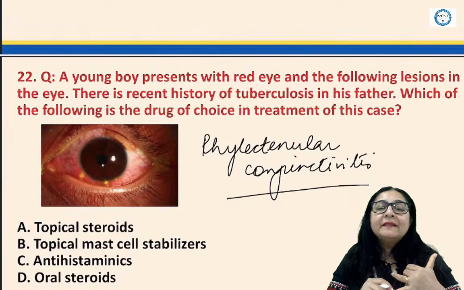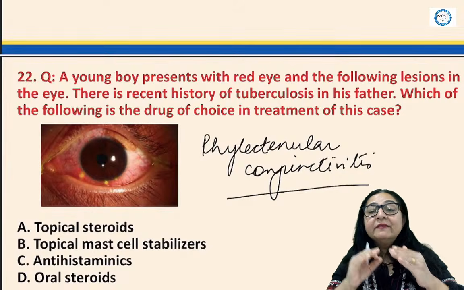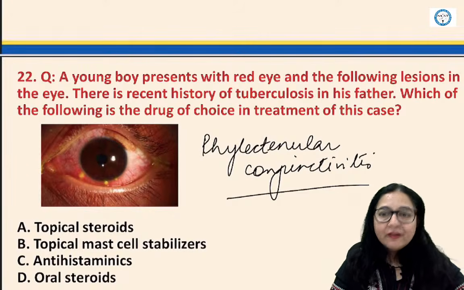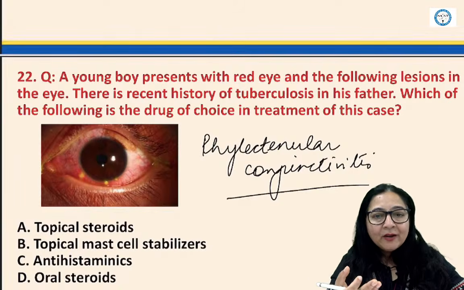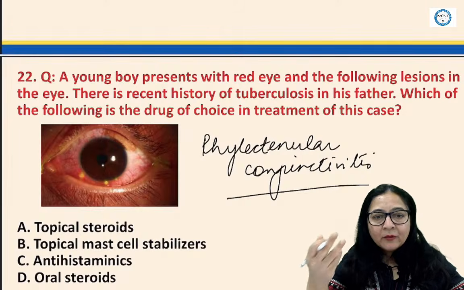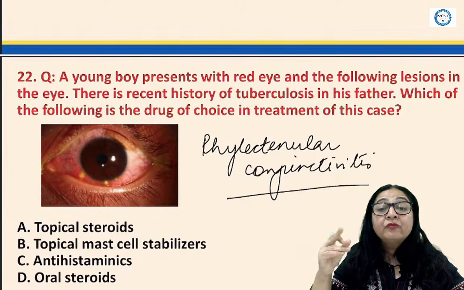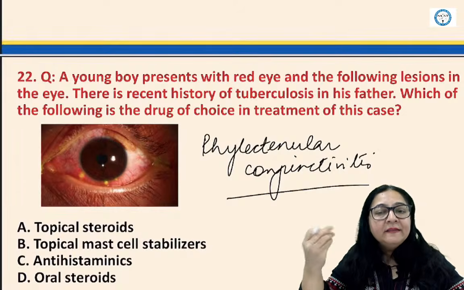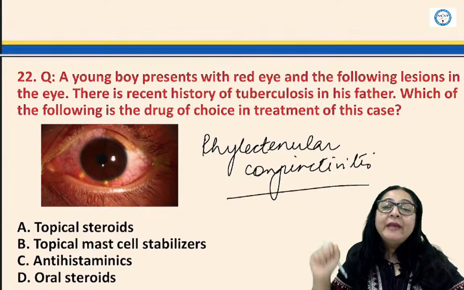So, mast cell stabilizers and antihistaminics will be effective mostly for type 1 hypersensitivity reactions. For example, in cases of VKC, the question which you got in your last exam, you can give mast cell stabilizers, you can give antihistaminics. So those are used for type 1 hypersensitivity allergies, VKC, seasonal allergies, giant papillary conjunctivitis. So there they will be helpful.